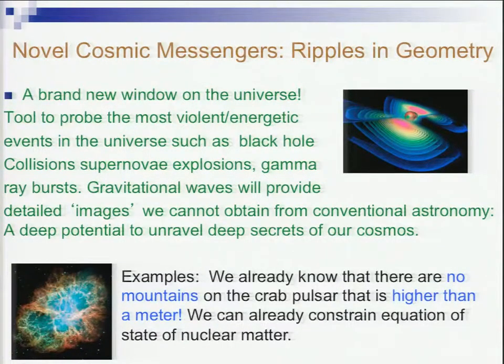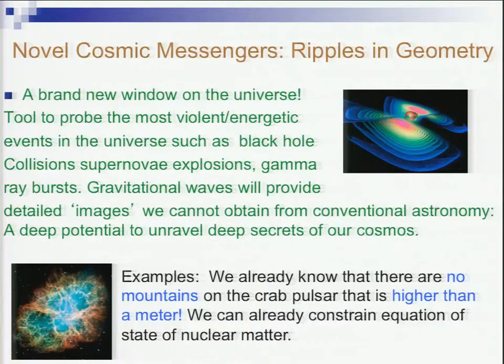Gravitational waves will provide detailed images that we cannot obtain from conventional astronomy. The photons emitted from there scatter a lot and lose their memory. Gravitational waves interact very weakly, and they bring us a faithful picture of the spectacular events that are taking place in the universe. Now, so far, we have got these observatories, as I'll see in a second, but so far they have not detected any gravitational waves.